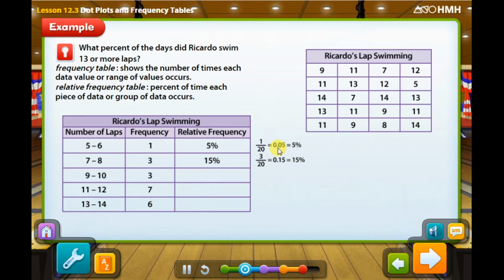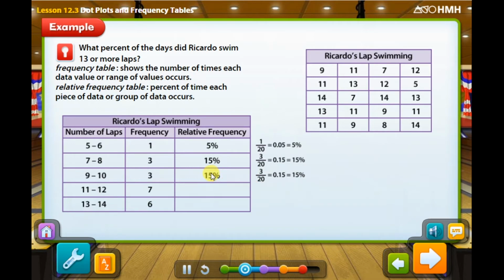How can you find the relative frequency for 9 or 10 laps? By 20, it's the same as here, so it would be 15%. Divide the frequency by the total and then find the percent. The relative frequency is 15%.